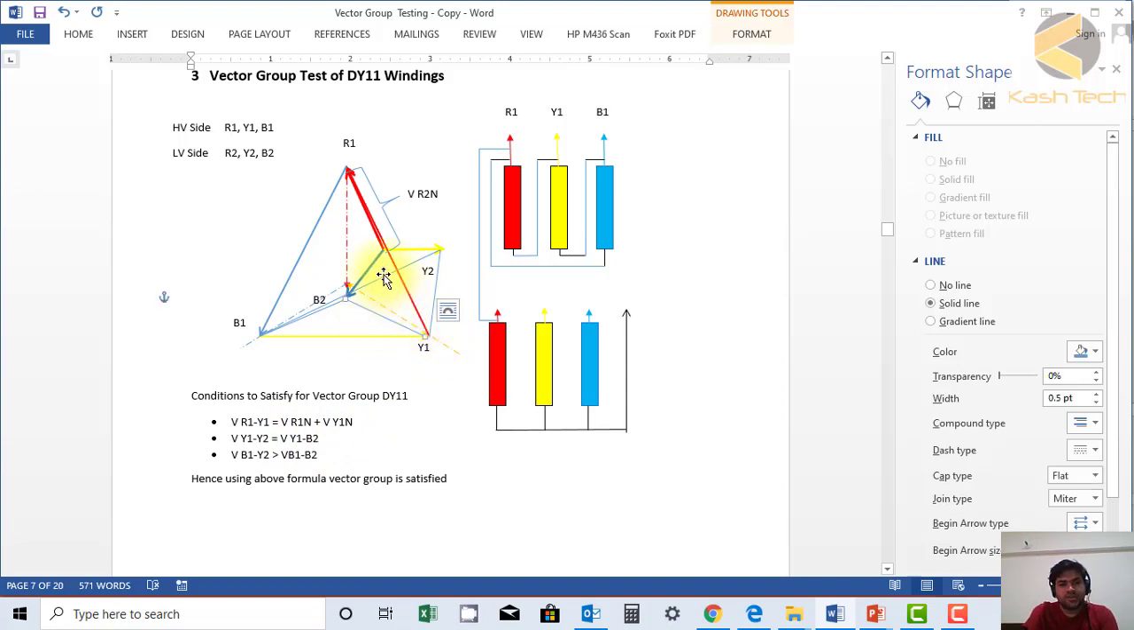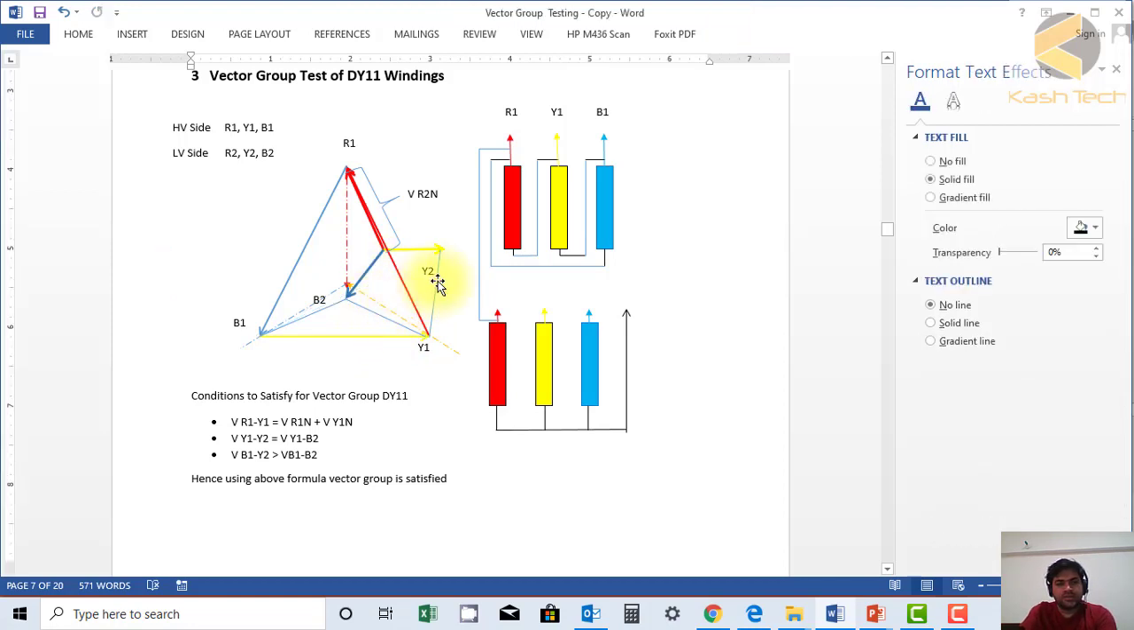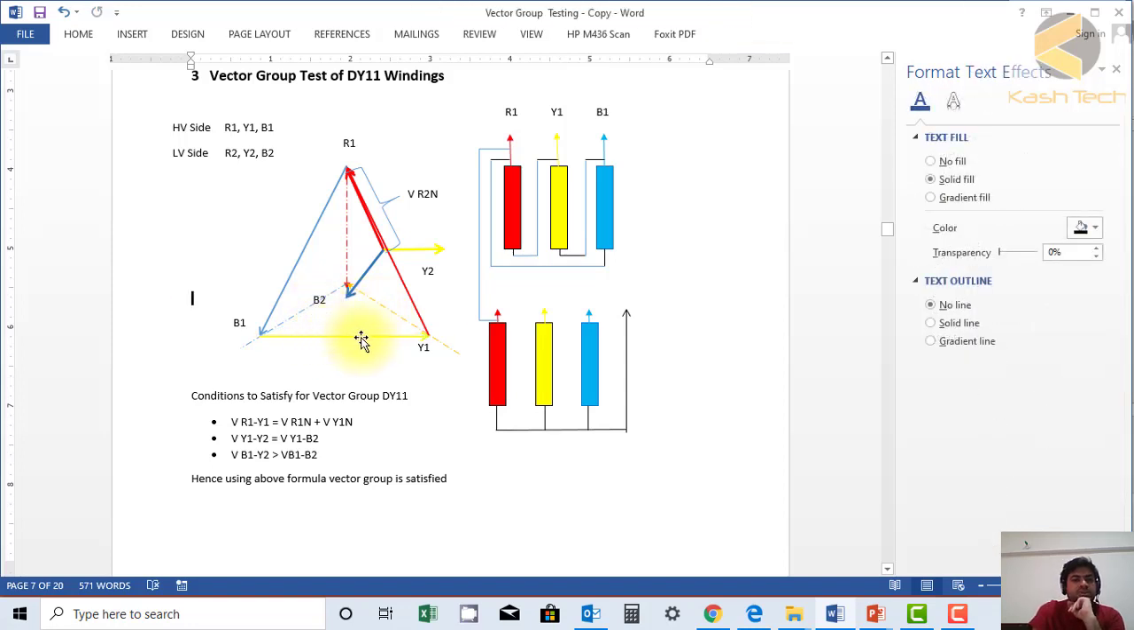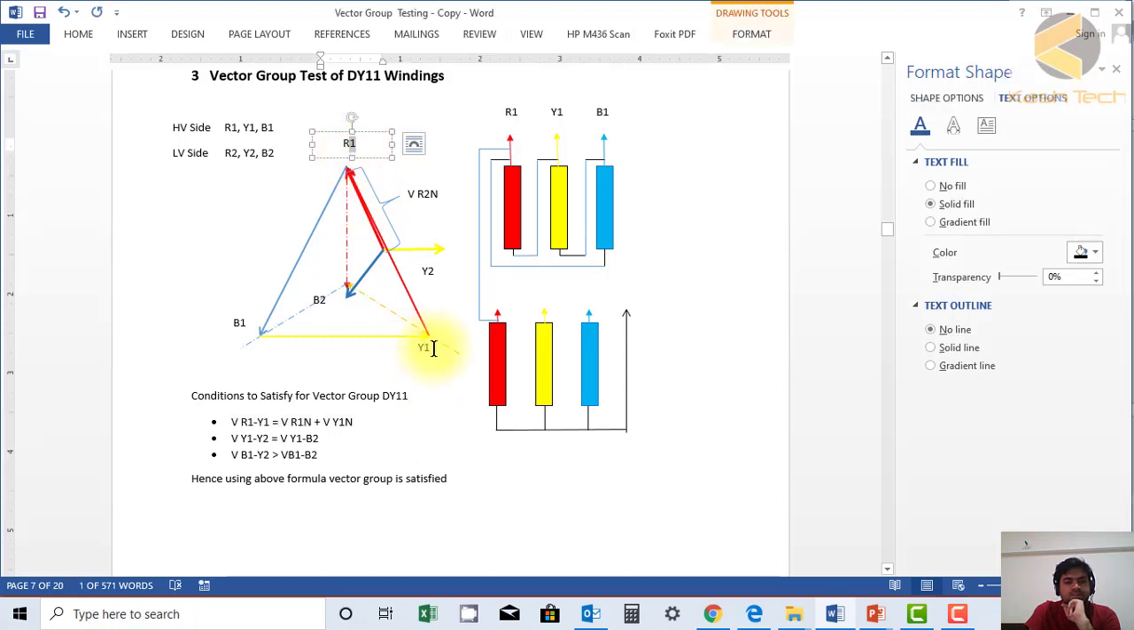So let me delete this first. Okay, here you can see the first equation we have understood very simply, that VR1 Y1, this R1 is this, Y1 is this. This can be broken into two parts, VY1 into N, this is the N which is in the middle, and VR1 into N. So this is again the middle. So it means that the neutral is coming in the middle of the winding.